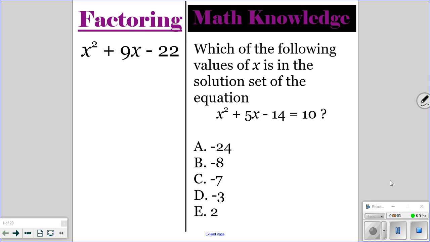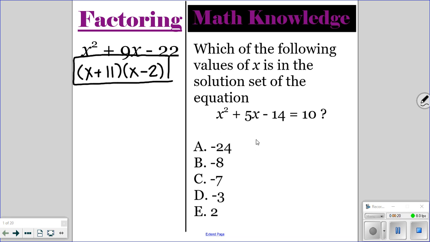All right, so y'all go ahead and do the factoring and the math knowledge question for today. Pause the video, and then once everyone is finished, you can unpause the video, and I'll go over the correct answers. So for the factoring, you should have x plus 11 times x minus 2.